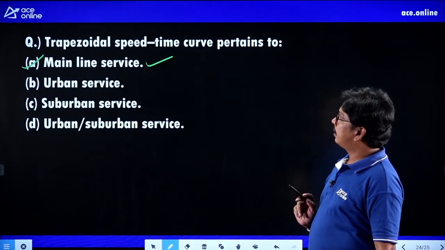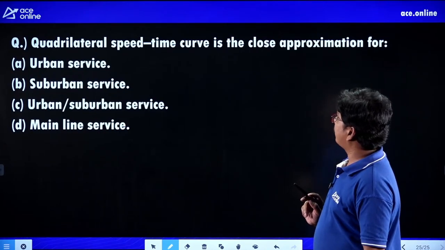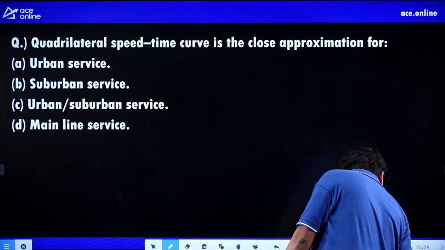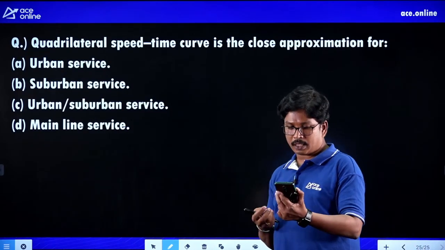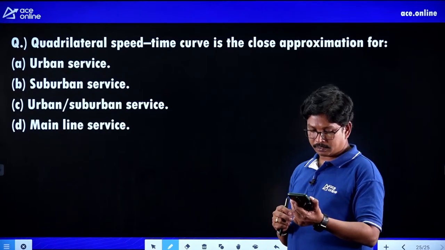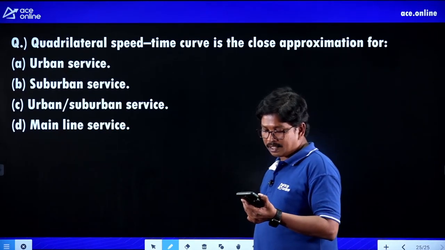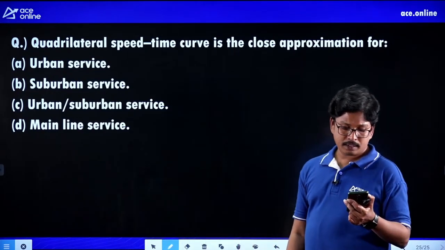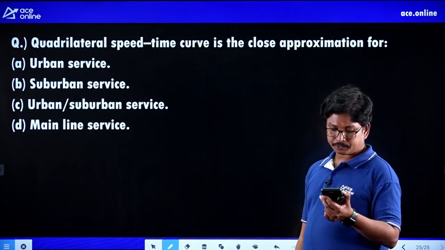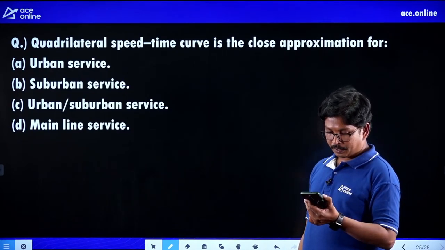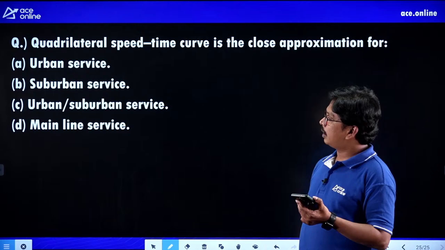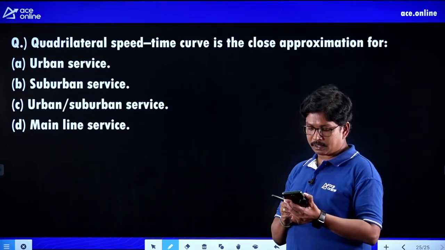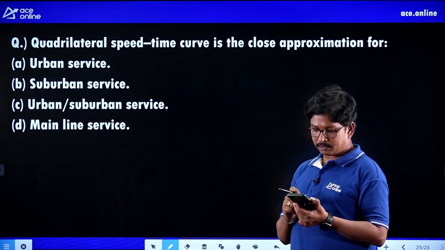And if you go for the quadrilateral speed time curve, the quadrilateral speed time curve is the close approximation for urban and suburban services, it is preferred. Clear everybody? So where you are having the quadrilateral speed time curve, Durga Prasad, you said it is urban and suburban services. And any other answers from the students?